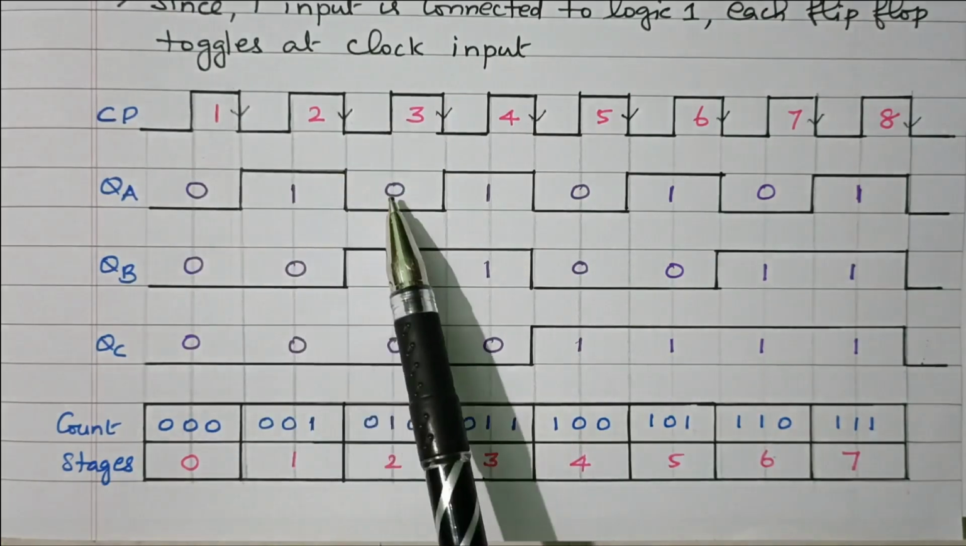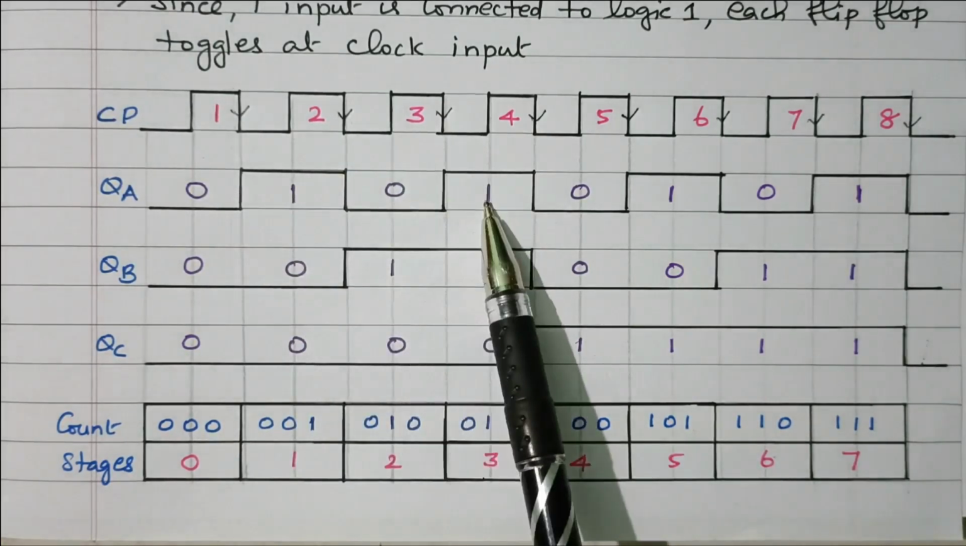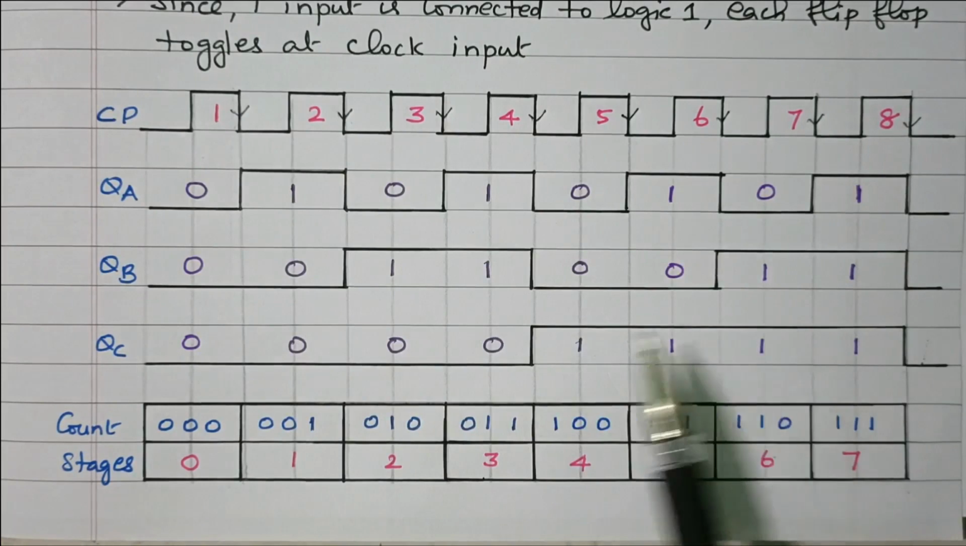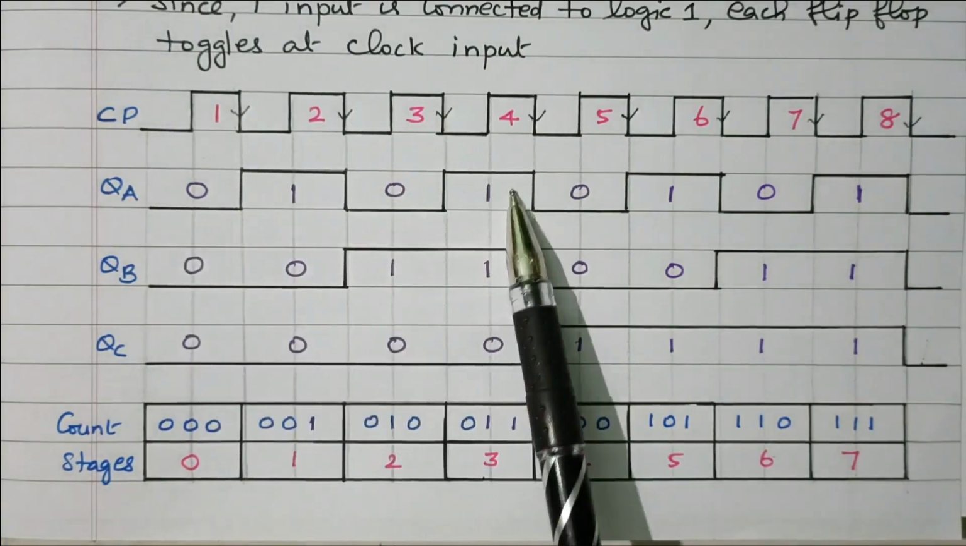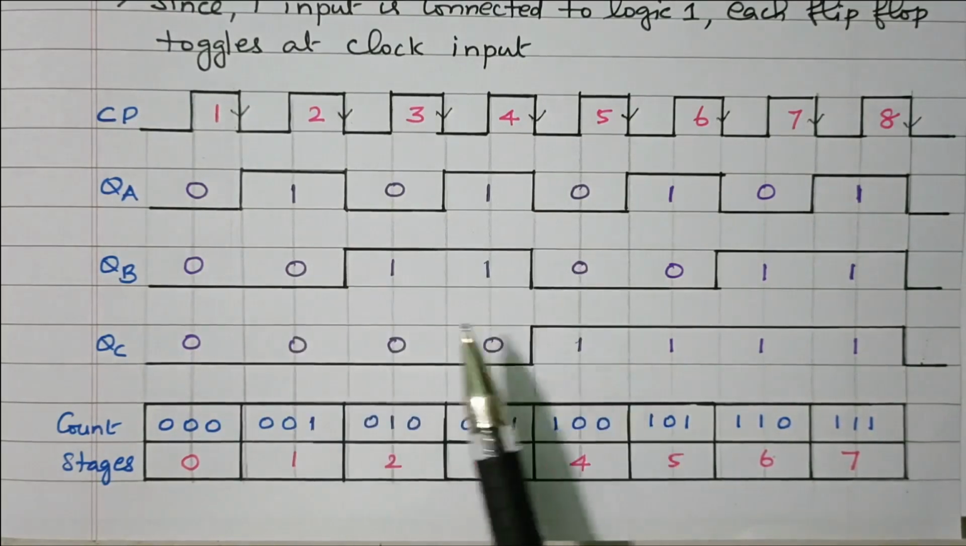At this point 1 changed to 0. Here 0 changed to 1, like that it goes. What about the second flip-flop? The first flip-flop output is given as the second flip-flop clock pulse.